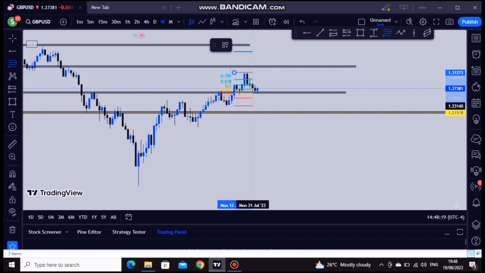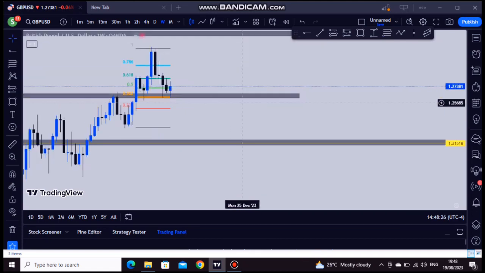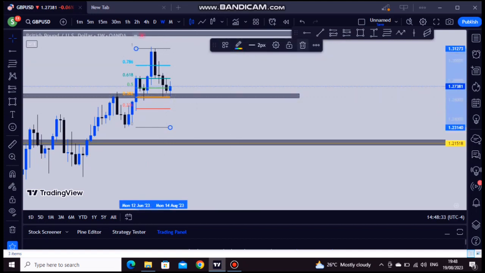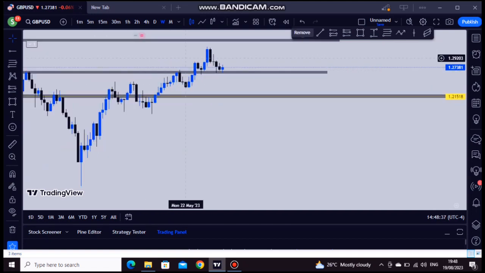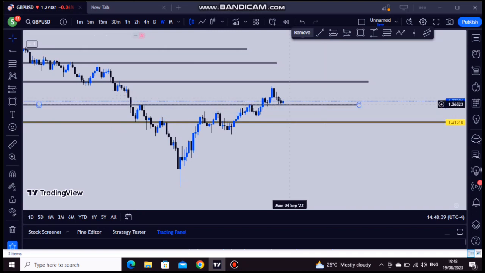Alright, let's draw our fib level. You see that this market is currently on the golden zone. Look at this, guys. Can you see? It's rejecting off this area. So we know that there's going to be a possible rally to the upside. Yes, it's possible because we've already started bullish.